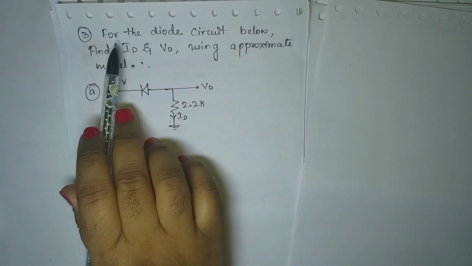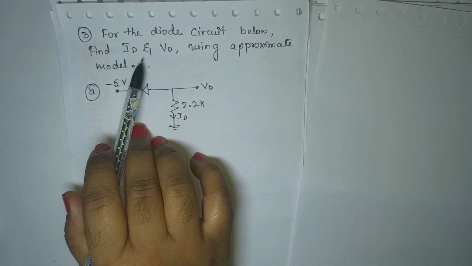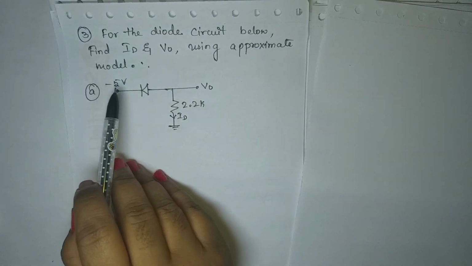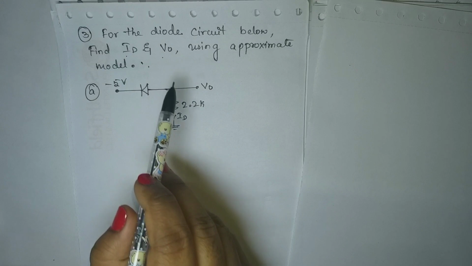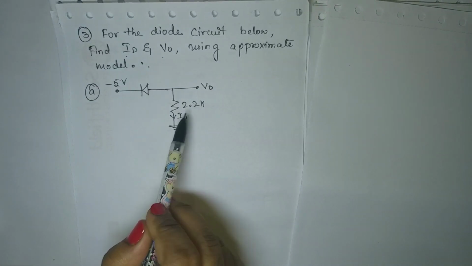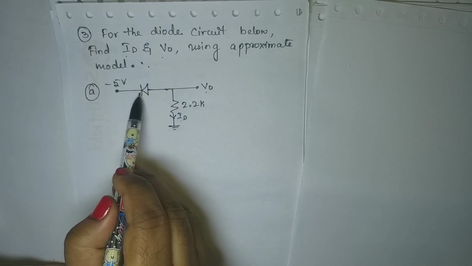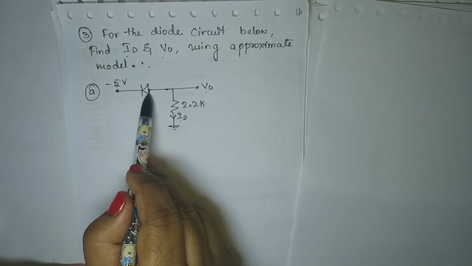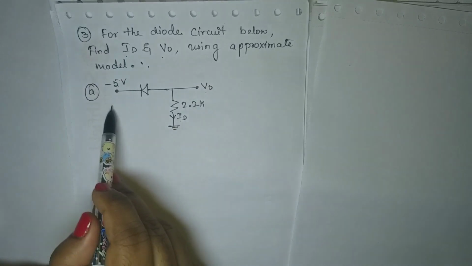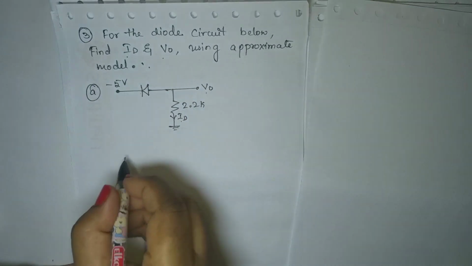Now the third problem is for the diode circuit given below, find the ID and V naught using the approximate model. You need to find the current ID and V naught. Where is current ID? So here it is. V naught is given here. Look at the diode. The negative terminal of the diode is given to minus 5 volts and the plus is given to plus volts. So I'll rewrite the circuit here.